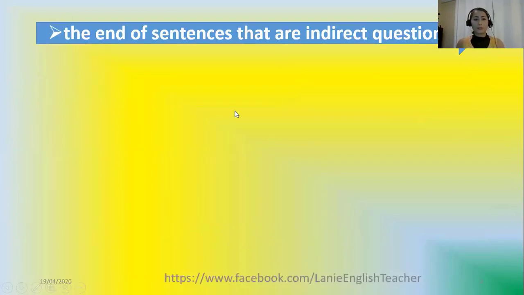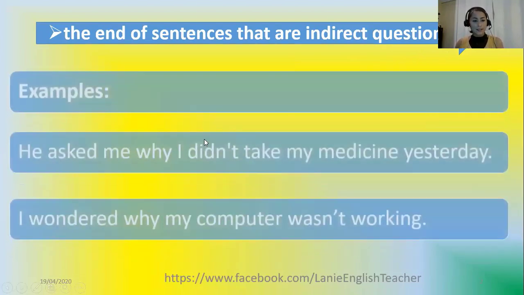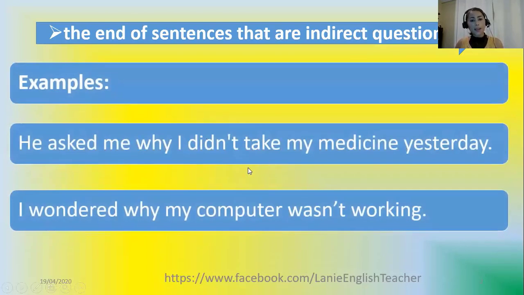Period also is used at the end of sentences that are indirect questions. What are indirect questions? Indirect questions are those reported questions to another person, which is not actually the exact question of the speaker or the one speaking. Take for example, he asked me why I didn't take my medicine yesterday. Another example, I wondered why my computer was not working.